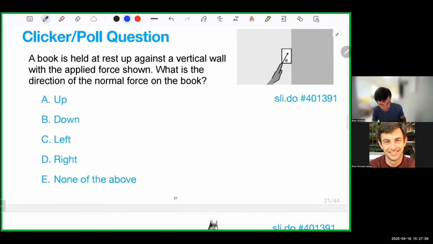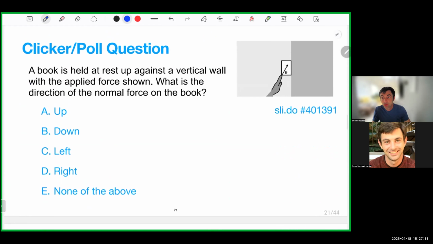Okay. So this is a quicker question that we skipped. You can try pausing the question and answering this on your own. A book is held up against a vertical wall with the applied force shown. What is the direction of the normal force on the book? Well, the normal force is going to be normal to the wall. Right? So there we have a wall right here. A lot of times we symbolize it like this. This is the wall, and the normal force is just away from the wall. So this is the normal force of the wall on the book. So it looks like it's directed to the left.